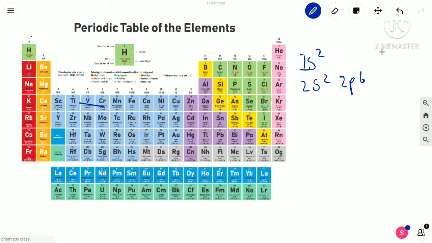So yes, we'll continue with that SPDF. Next we'll have 3s2, 3p6, and 3d10.